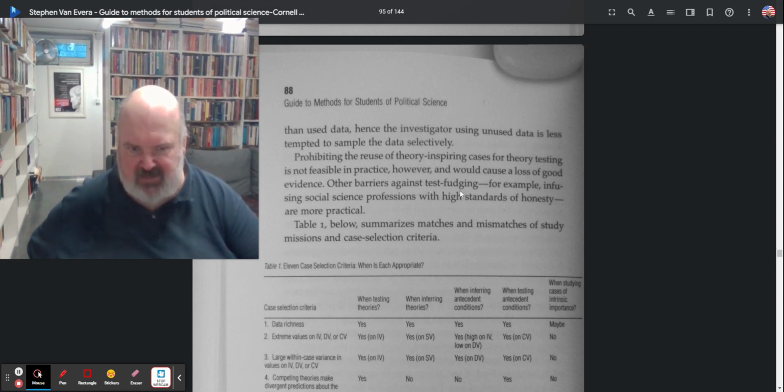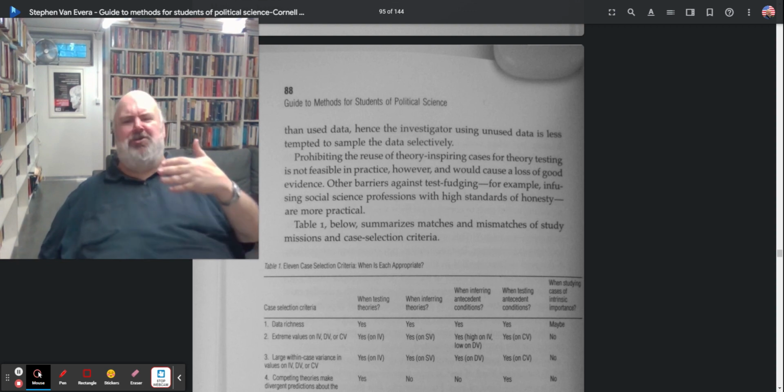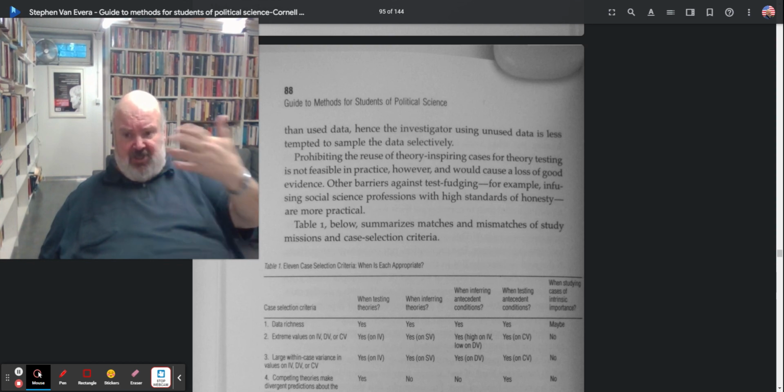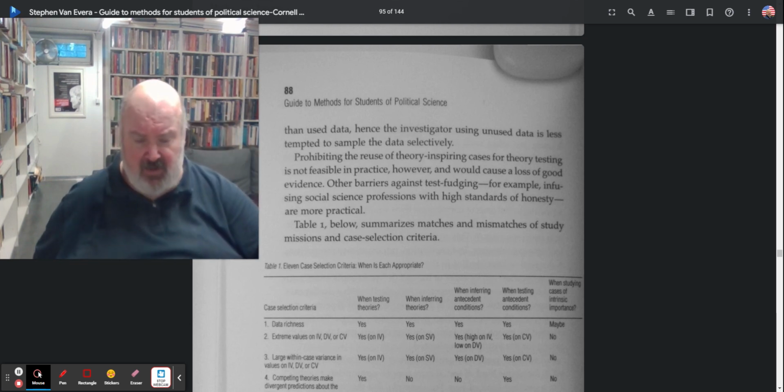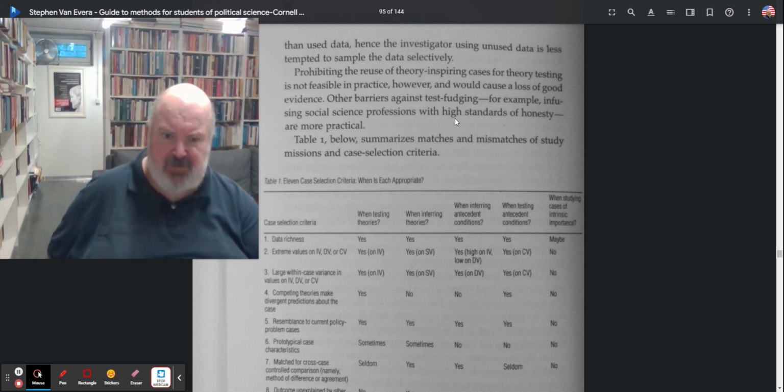Other barriers against test fudging, for example, infusing the social science profession with high standards of honesty, are more practical. He's repeating his point. In other words, you can use them. You can do this. No, you can do it as long as you're being honest and ethical. You're not cheating, you're not using any biases. Be honest about your bias, be open and transparent about what you're doing. This is fine in that sense. In other words, infuse the social science profession with high standards of honesty.